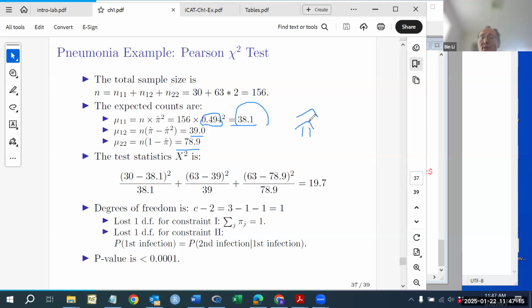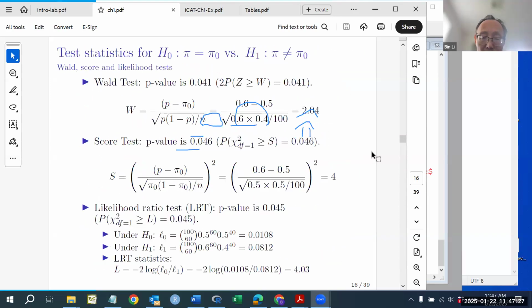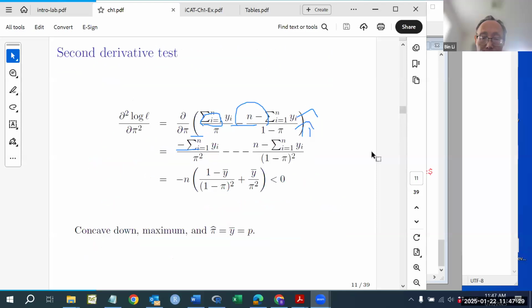And remember, MLE has a very nice property. I'm not sure if you remember, that's the property. I think I put it here somewhere. Let's see.